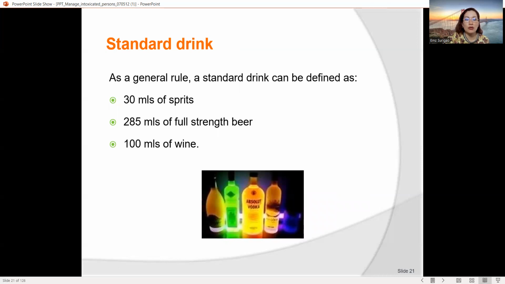Okay, so just think of how many milliliters are needed. Okay, so ml. So it is very important to consider it.